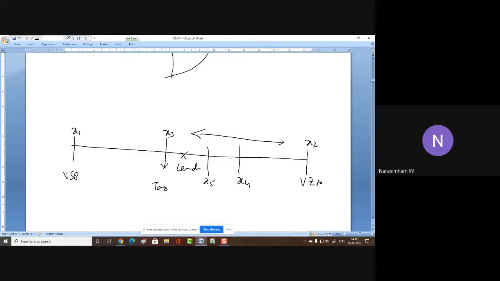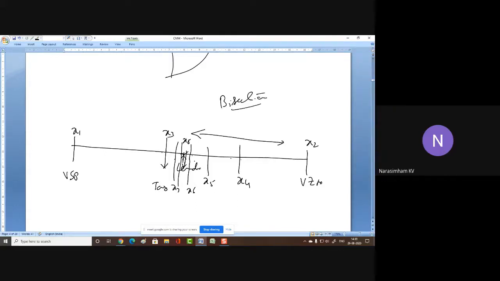Now again observe, the Lendi College lies between x3 and x5. Again find the midpoint of these, x6. Coming to x3 and x6, the midpoint is x7. Again find the midpoint of these two, x8. And again find the midpoint. Finally, we will reach the Lendi College. This is the methodology, nothing but the bisection method.